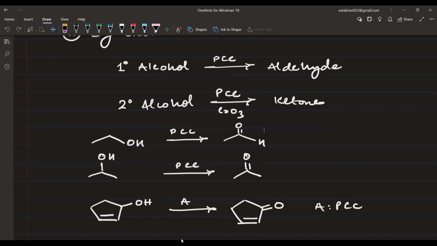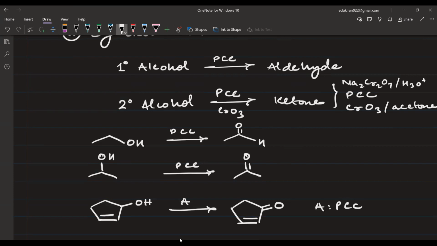And again, for this ketone, what are the oxidizing agents we can use? Please see, for this ketone only, you can use Na2Cr2O7 in the presence of some acid and water. Then again, we are using PCC. Obviously, you can use PCC, and then you can also use CrO3. But this should not be in water. This should be in acetone.